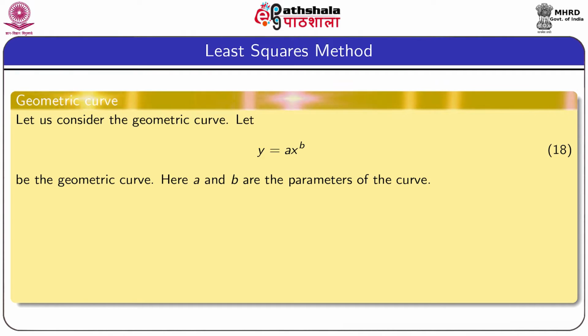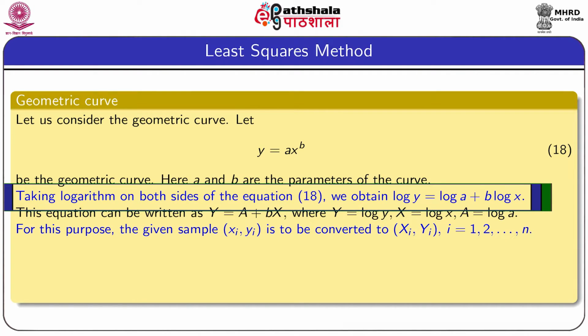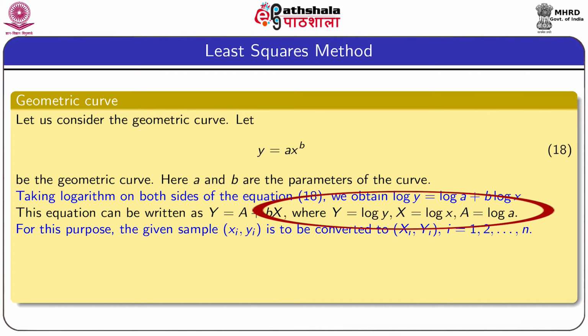Let y equal to a into b to the power x be a geometric curve where a and b are the parameters. Taking log on both sides of equation 18, we obtain log y equal to log a plus b into log x. For simplicity, we assume that log y equal to capital Y, log x equal to capital X, and log a equal to capital A. Using this notation, the above equation reduces to capital Y equal to capital A plus b into capital X.